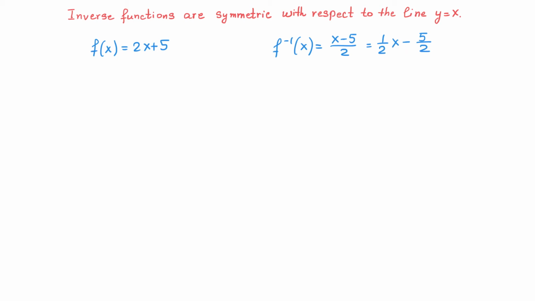Next, we will graph each of these functions. So in the first function, the y-intercept is 5 and the slope is 2. That means from this point we will move 2 units up and 1 to the right and have another point. Now we will connect these points and get the graph.